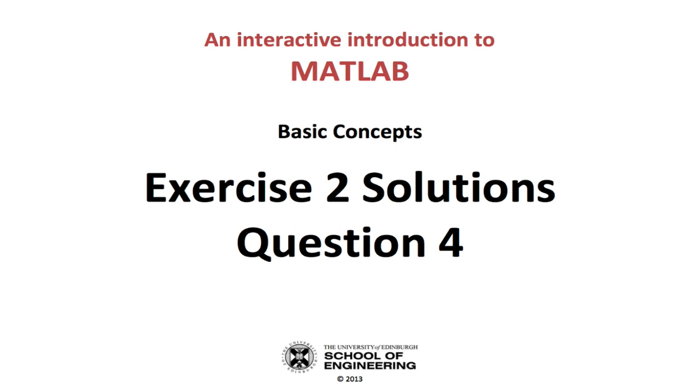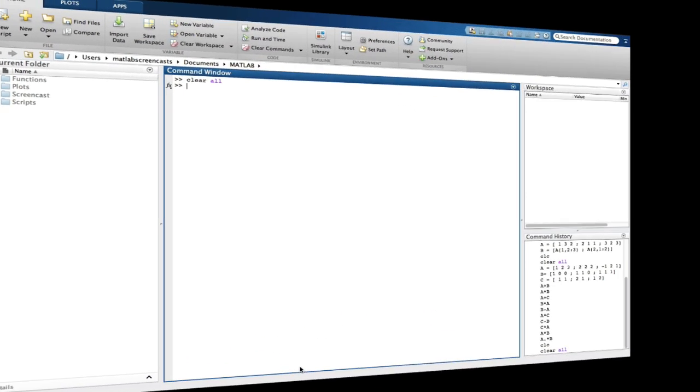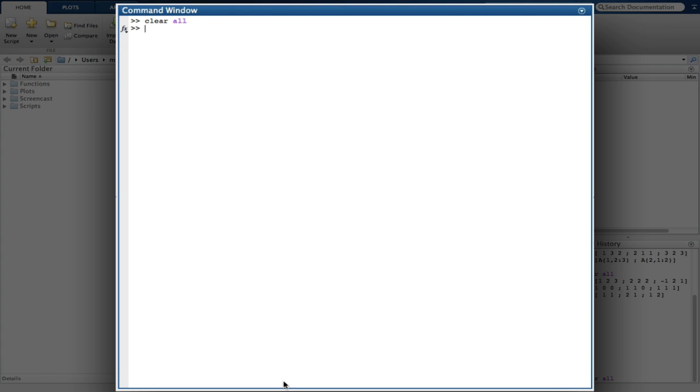Question 4 is all about solving systems of linear equations. Whenever you see that in MATLAB, you know that you will most likely have to use the left division operator to solve these equations. In 4, part A, the system of linear equations is of the form AX equals B.